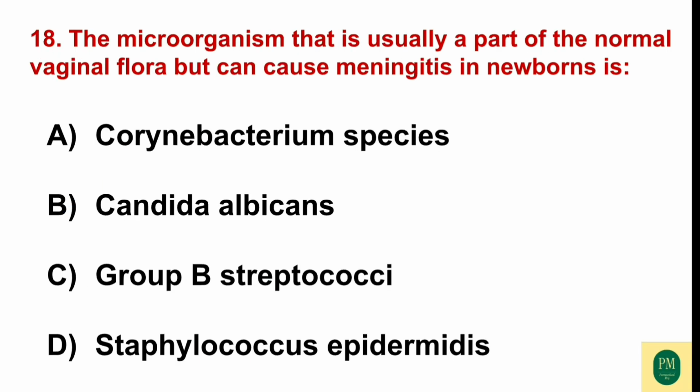The microorganism that is usually a part of the normal vaginal flora but can cause meningitis in newborn is option A Corynebacterium species, option B Candida albicans, option C group B Streptococci, option D Staphylococcus epidermidis. The correct option is option C, group B Streptococci.